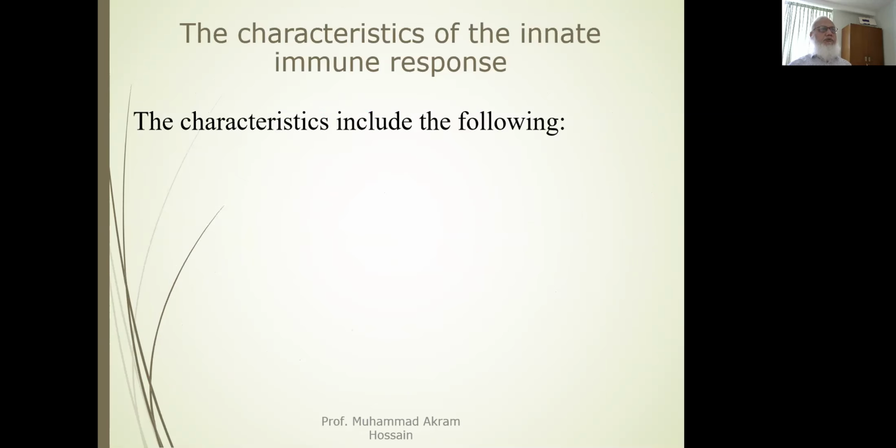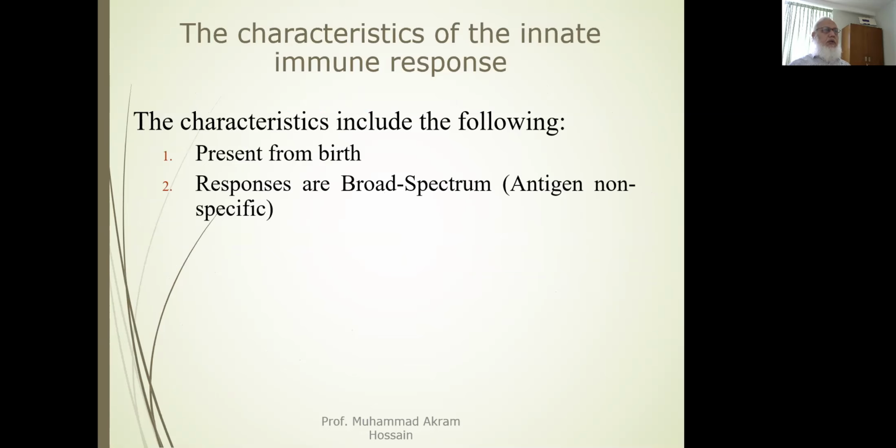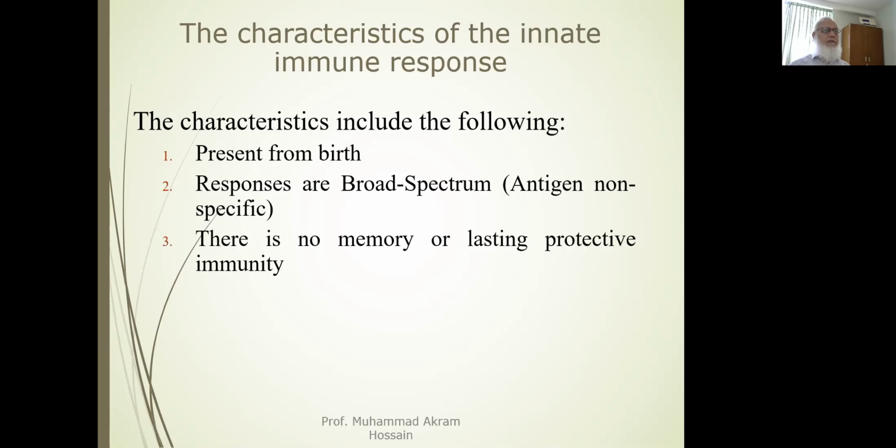What are the characteristics of innate immune response? The characteristics include the following. By this time, you all know it is present from birth. It is not to be acquired. It is inherited. Responses are broad spectrum, that is antigen non-specific. It does not recognize COVID or influenza or other virus, but it as a whole recognizes the viruses. There is no memory or lasting protective immunity. That is, primary response and secondary response will be same in case of innate immune response.